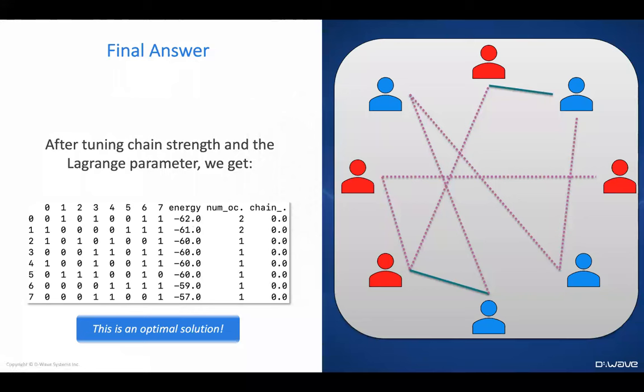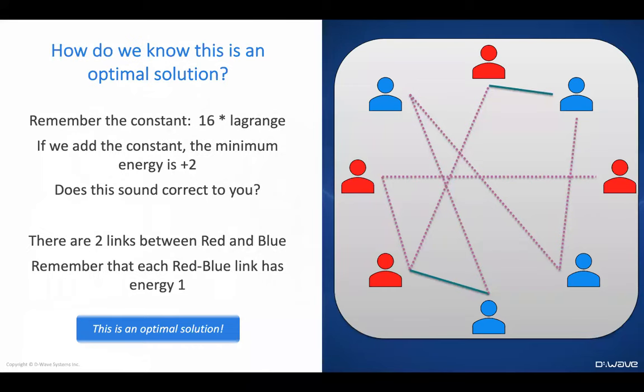Remember that constant all the way back a ways ago that I said we're just going to put aside, and it was 16? It wasn't really 16. If we do the algebra, it was 16 times the Lagrange parameter, but the Lagrange parameter is 4. So if I add 64 to minus 62, the minimum energy is 2. Does that make sense? Well, yes, because there are 2 red and blue links.